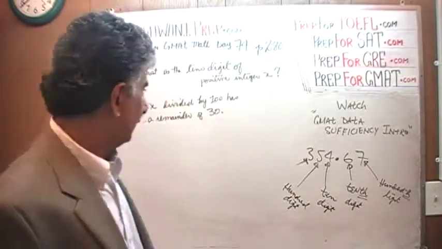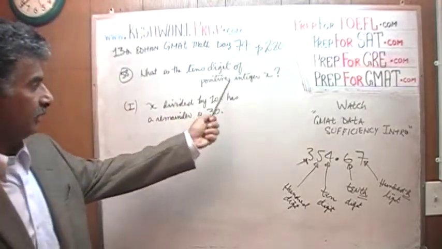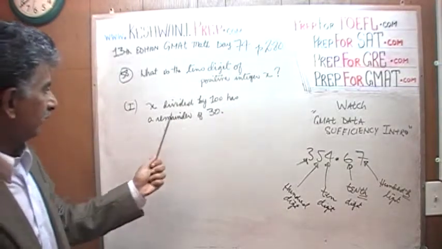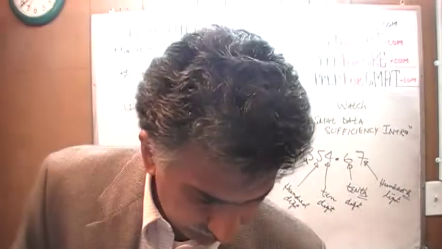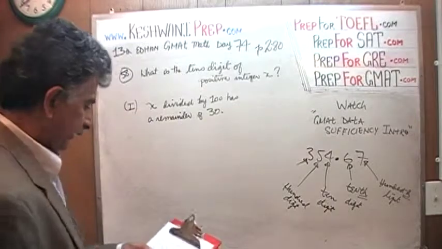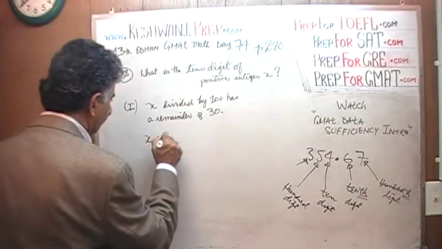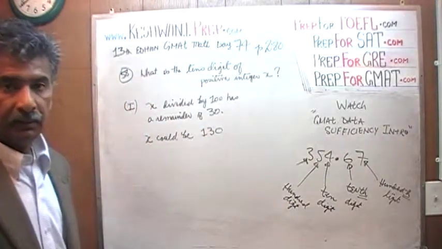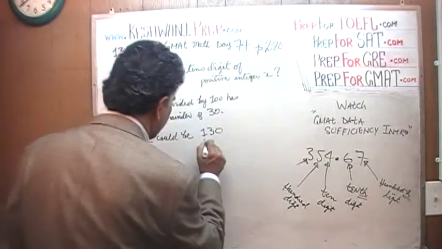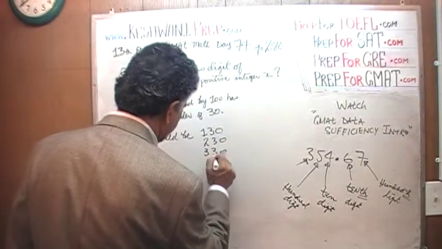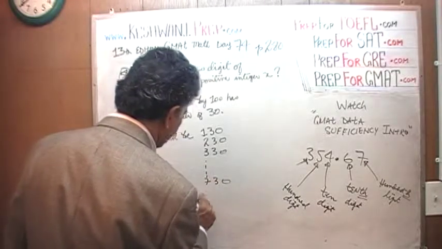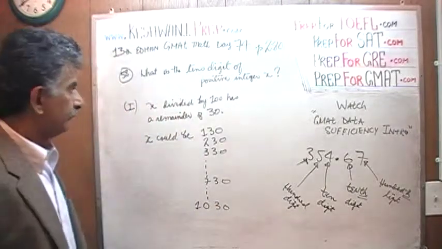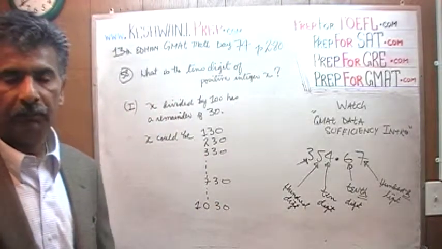Here they're looking for tens digit, and it's a positive integer x. We are told that when x is divided by 100, the remainder is 30. Well, that means that x could be 130. 130 divided by 100 will have a remainder of 30. It could be 230, it could be 330, it could be 730, it could be 1030. All of these numbers, when you divide by 100, will have a remainder of 30.